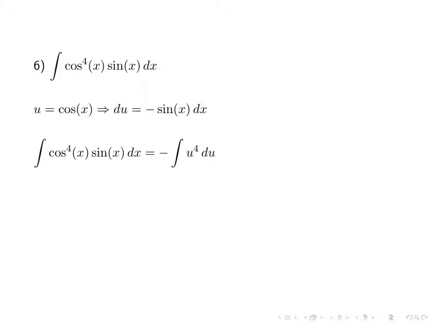And then we plug it back in, and we take out the negative. So we get the negative integral of u to the 4th du, which is just negative 1/5 u to the 5th plus c. And then we plug back in what u is, negative 1/5 cosine to the 5th x plus c. And again, differentiate it, double check, make sure you get cosine to the 4th x sine x.